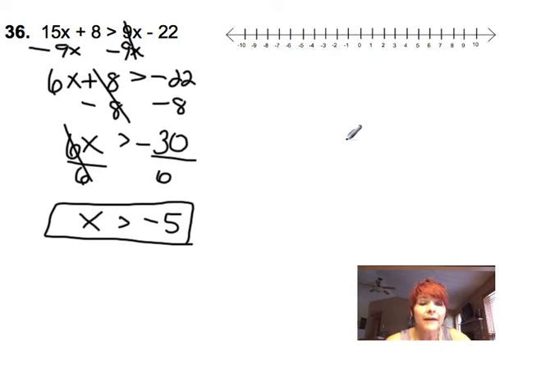Now if I were to graph it, this time notice there's no equal sign on the inequality symbol. So I need to put an open dot on negative 5. Okay, open dot on negative 5 because there's no equal sign. And when is x greater than negative 5? That's going to be to the right on the number line. So I would draw a line with an arrow going to the right.